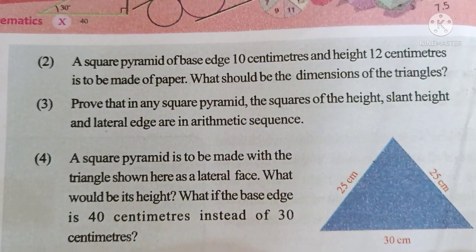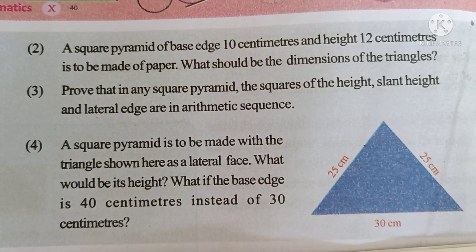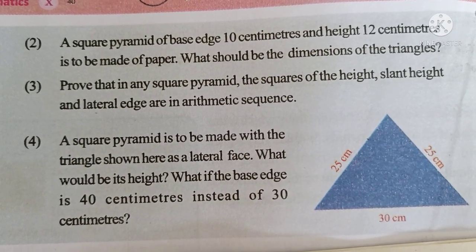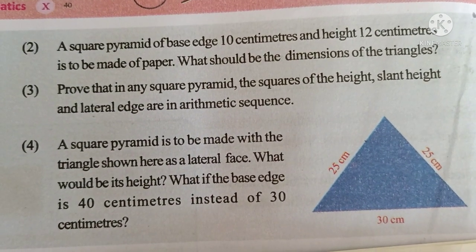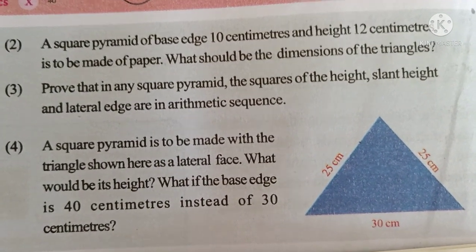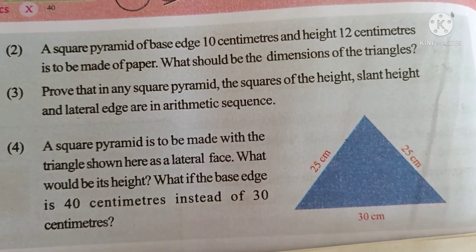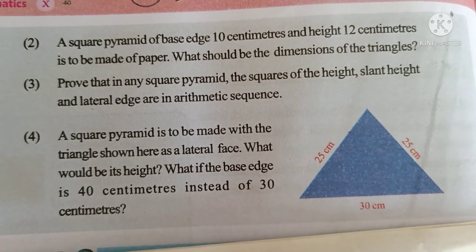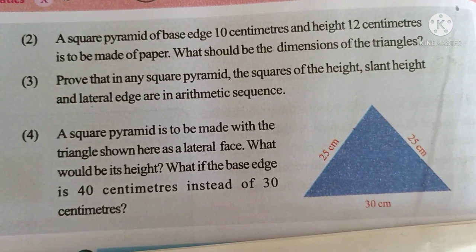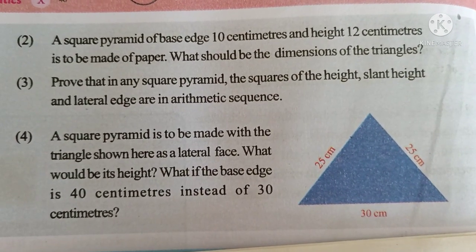A square pyramid of base edge 10 centimeters and height 12 centimeters is to be made of paper. What should be the dimensions of the triangles? The base is a square with side equal to 10 centimeters, and the height of the pyramid is 12 centimeters.